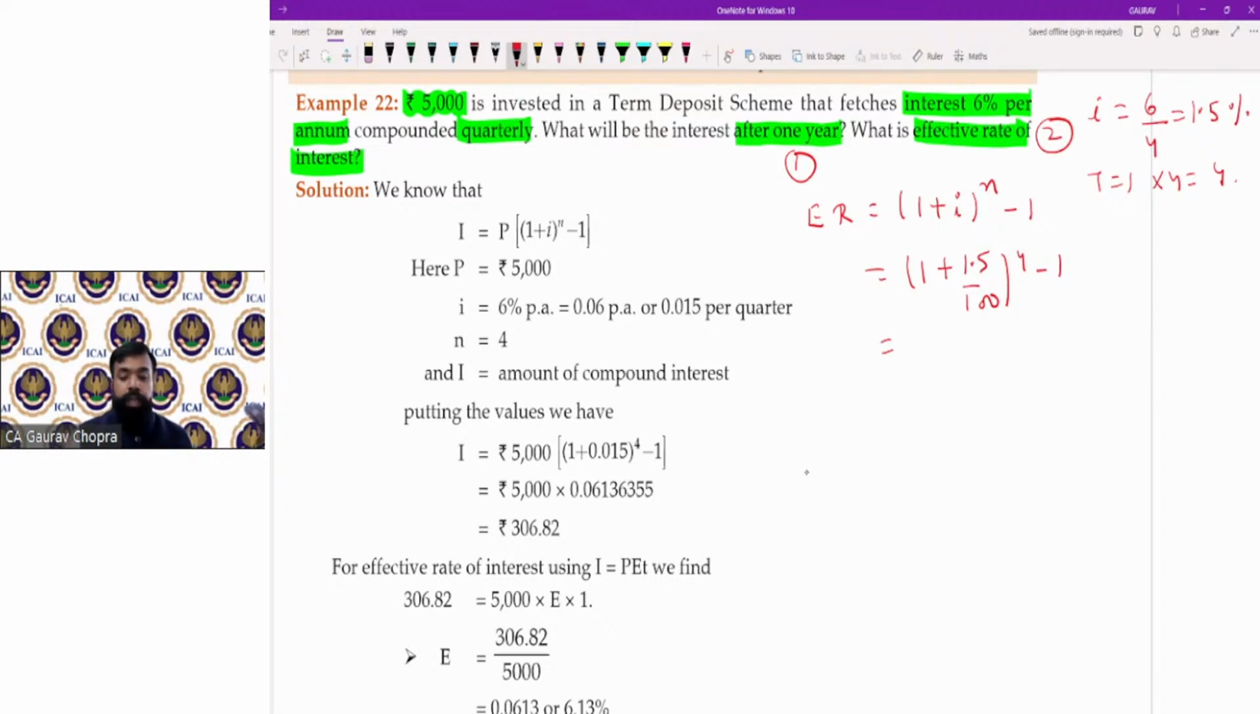So let's calculate. 1.5 divided by 100 plus 1. Now power 4. We are getting 1.0613 minus 1. So the effective rate is 0.0613. If you want to calculate in terms of percentage, you get 6.13%. So this is your final result.